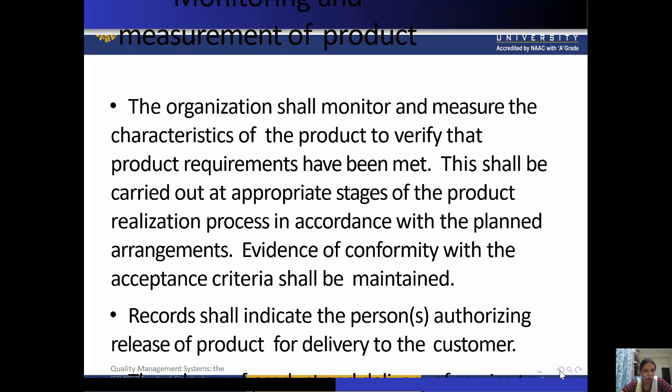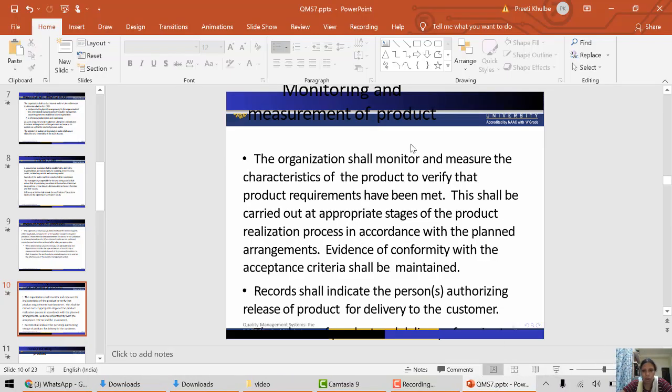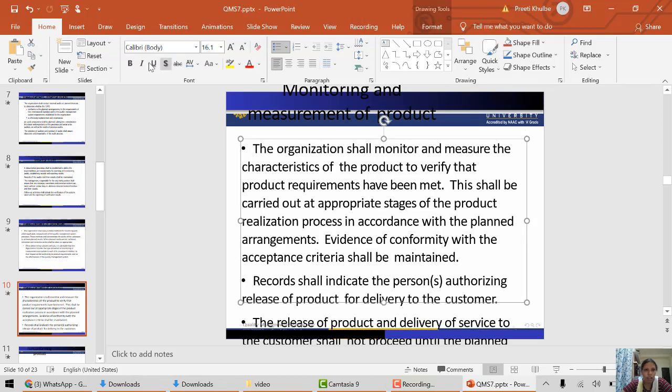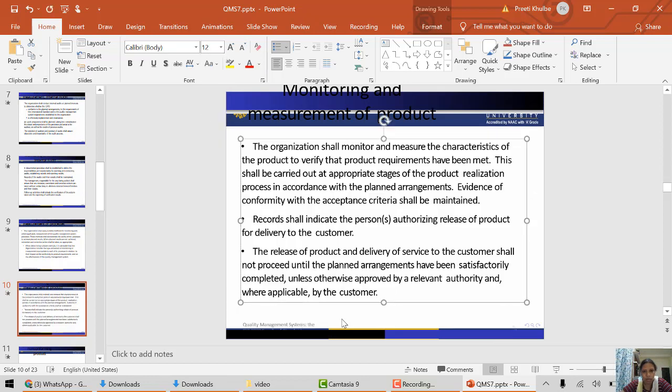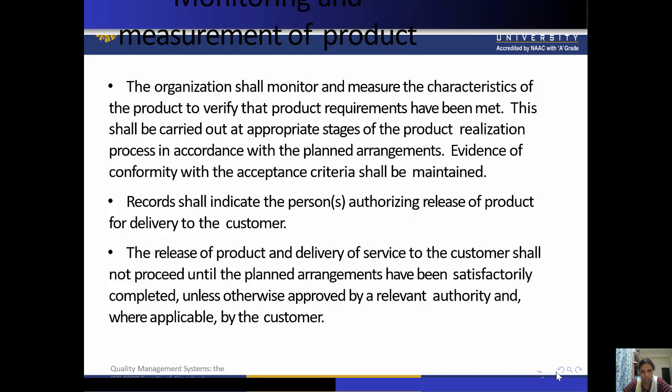Monitoring and measurement of products. When we talk about the monitoring of products, it is related to the organization. The organization shall monitor and measure the characteristics of the product to verify that the product requirements have been met. This shall be carried out at appropriate stages of the product realization process in accordance with the planned arrangements. Evidence of conformity with the acceptance criteria shall be maintained.